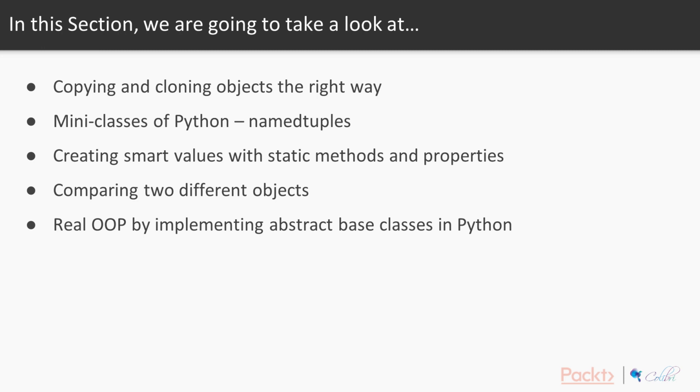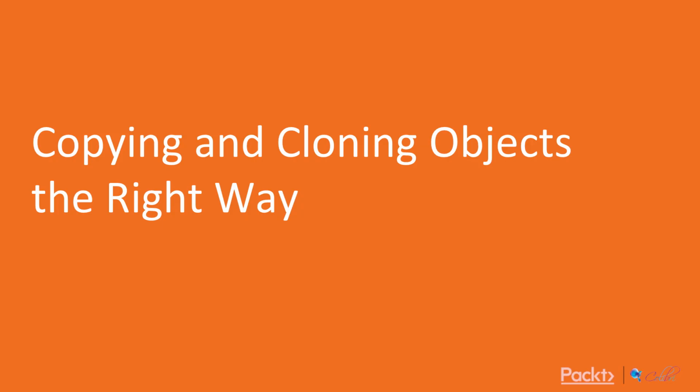Number 2, I'm going to talk about named tuples, which is a less used but very useful construct within Python that allows you to create almost like mini classes. We then go on to talk about creating smart values with static methods and properties. And then we talk about how we can compare 2 different objects. And finally, we wrap this up by showing you how we can do real OOP by implementing abstract base classes in Python. So this video is about focusing on copying and cloning objects the right way.